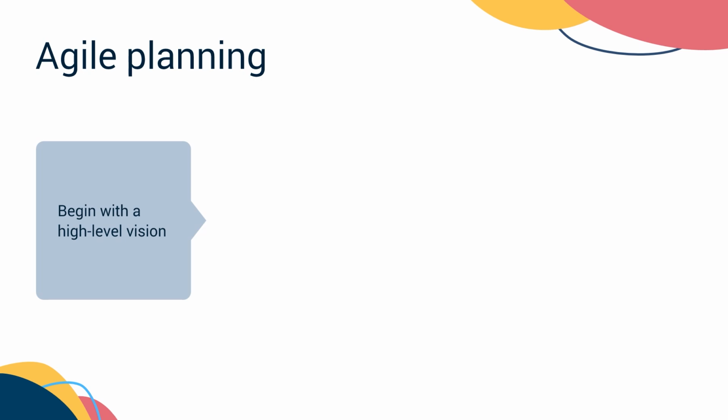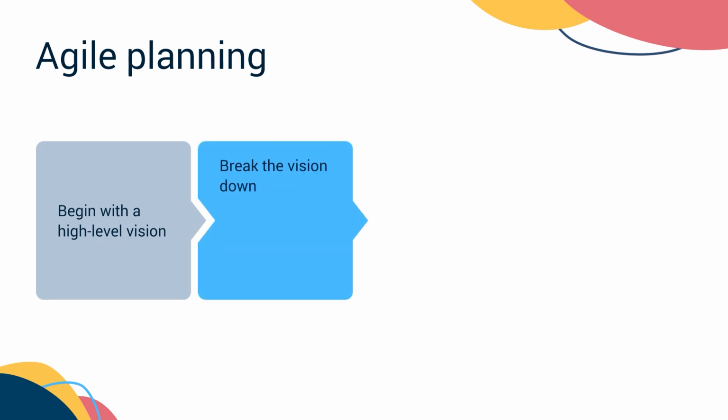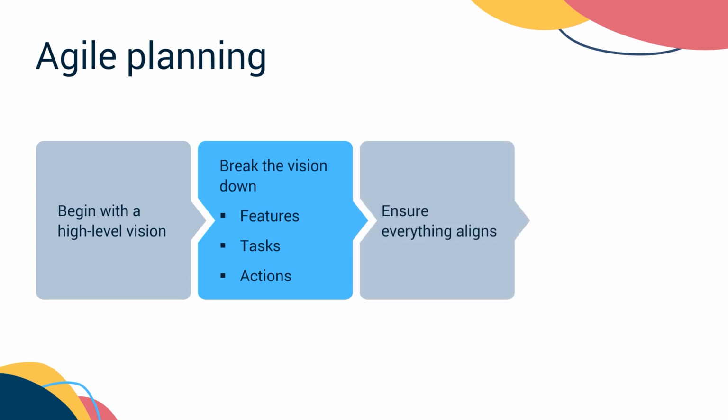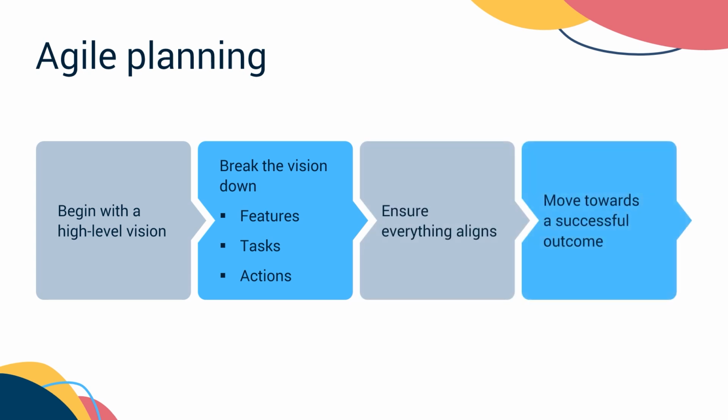Similarly, in Agile planning, you start with a high-level vision and break it down into key areas like features, tasks, and specific actions to ensure everything aligns and moves towards a successful outcome. Let's learn about these groupings that help organizations reinforce their Agile focus.